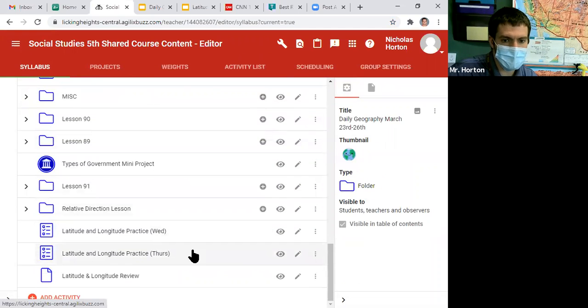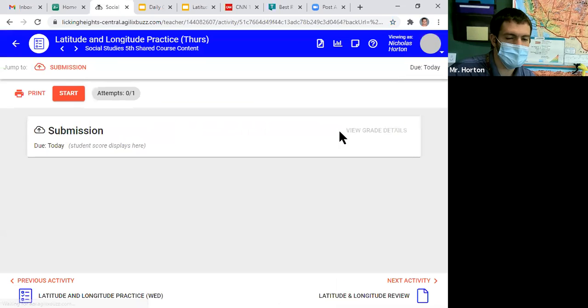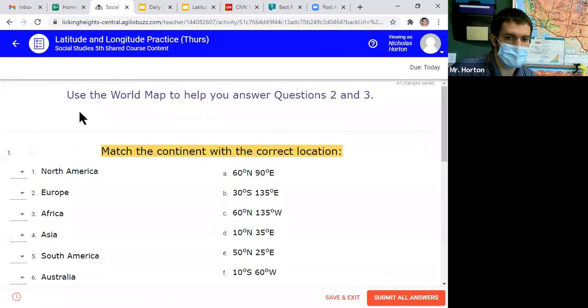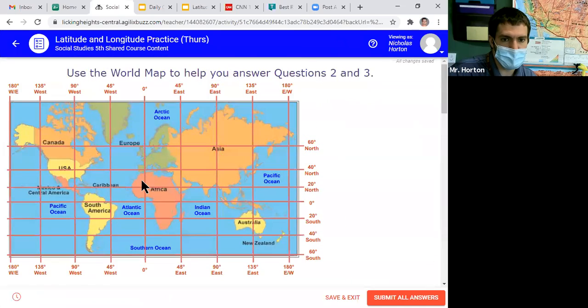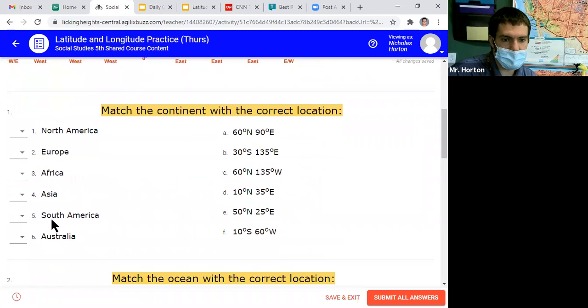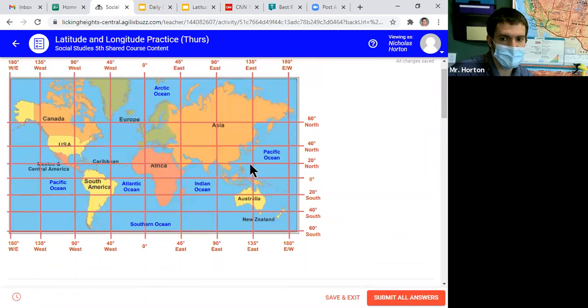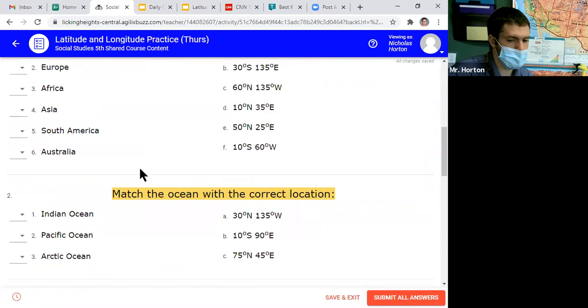Yeah, it says latitude and longitude practice for Thursday. And it kind of looks like this. Let's take a look at it first. So you just have some matching again. The first thing you're going to do is match these continents on the left side to the correct coordinates on the right side. So we're practicing latitude and longitude with our coordinates. So we'll match those up together.